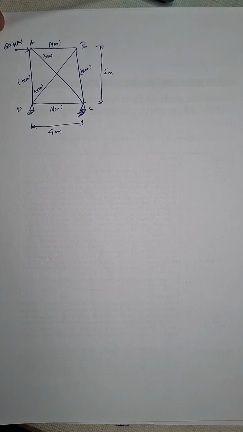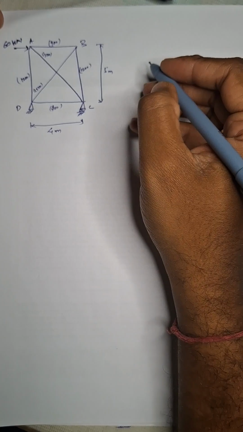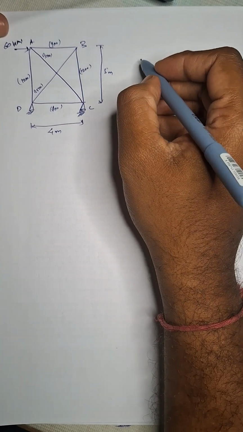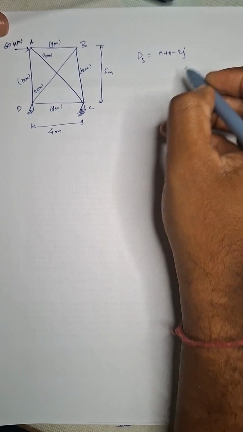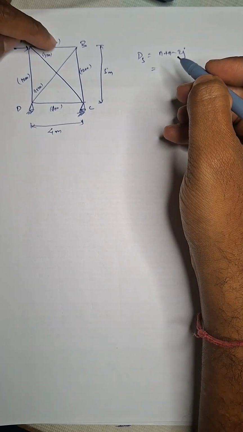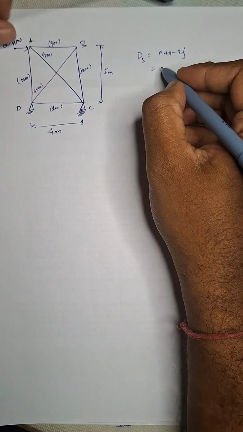Okay, this is a truss which is statically determinate. We can find the degree of indeterminacy by applying the formula n plus r minus 2j. Number of members is 1, 2, 3, 4, 5, 6.